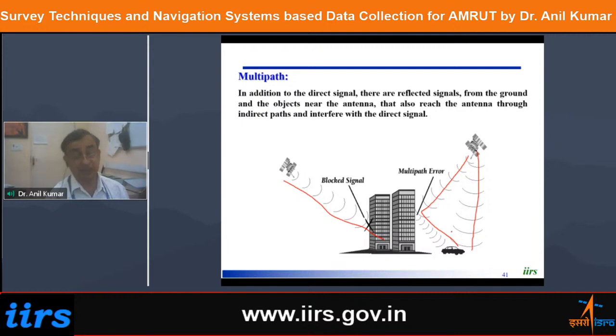In the field itself, we should take care. We should not be close to high-rising objects. If needed, we can use a combination with a total station. We can keep the GPS away from the high-rising objects, measure those objects with the help of the total station, and integrate the data from the total station into GPS.